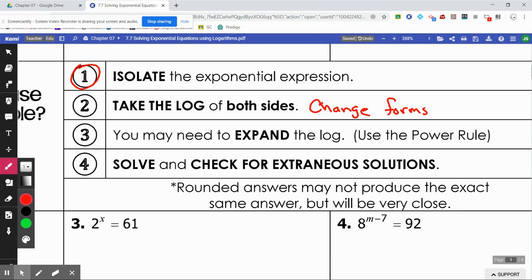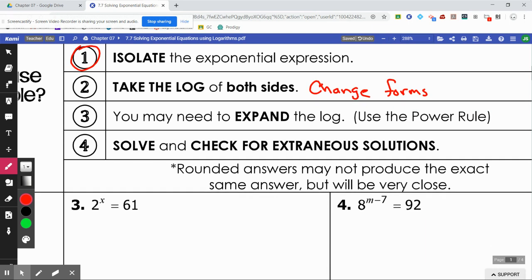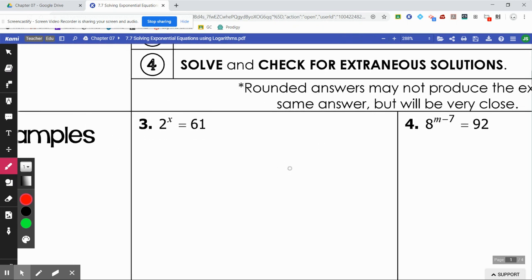Step number 3, you may need to expand the log by using the power rule. Then step number 4, we're going to solve and check for extraneous solutions. Rounded answers may not produce the exact same answer, but will be very close. Reminder that the solutions may be irrational, so when you plug it back in, it's not going to be exact. Like here, once we solve for x and plug that back in, it's not going to give you exactly 61, but it's going to be really close.